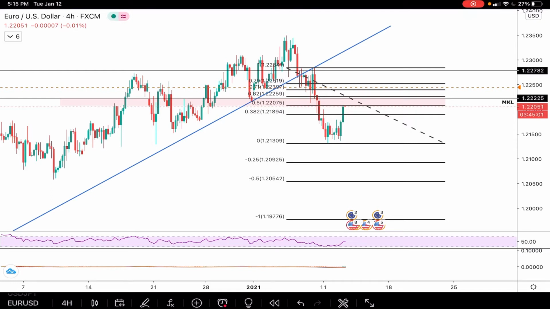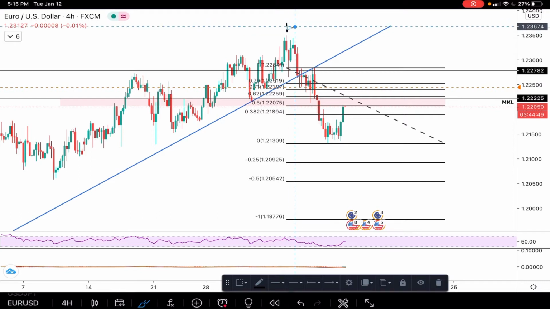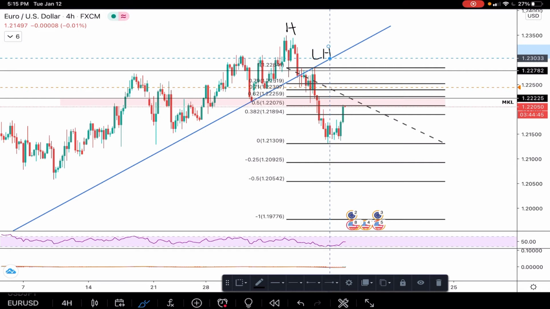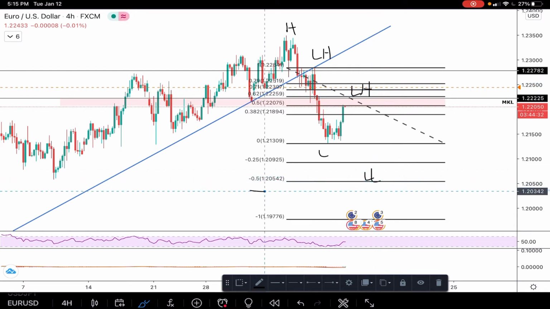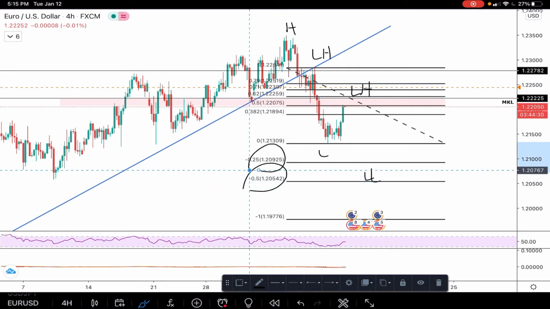Right now, I have obviously my confirmation of a break of structure. I see that it created a lower high on the 4 hour. It had a high, then it had a lower high, and it made a low. And hopefully this is a lower high and then creates a lower low somewhere around here, or even maybe here in these areas on the fib.